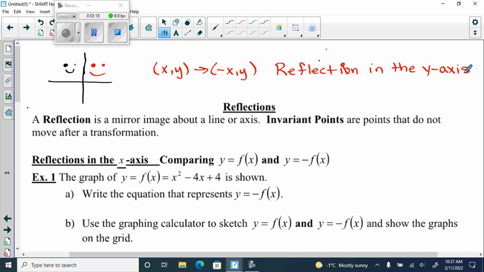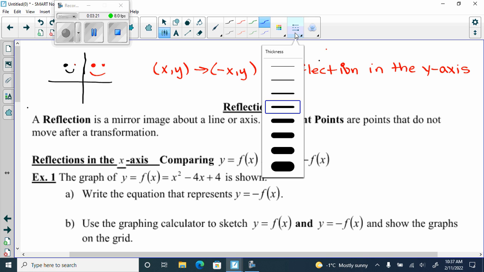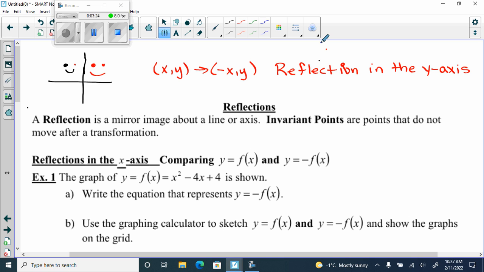Now, what if I'm the black smiley face and I'm reflected in the x-axis? What's going to happen? It's going to go from quadrant 2 to quadrant 3. Okay, so if my y values were positive, they're now all negative. Did my x's change at all? No. So if I have (x, y) becomes (x, negative y), it means all my positive y's will become negative. So what axis am I flipping in? The x. So this is a reflection in the x-axis.